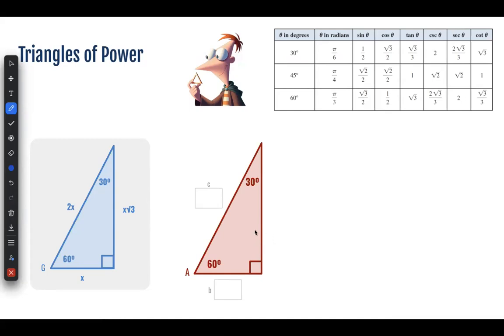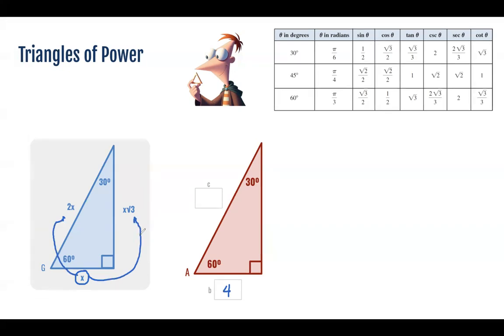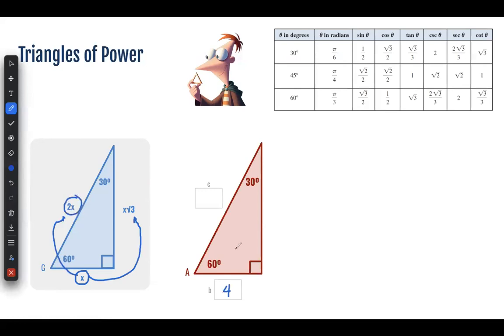If we know that this side down here is 4, then all the other sides are based on the length of that side. This one is twice the length of this side, so it's going to be 2 times 4, making it an 8. And the other side is x times the square root of 3, so this side would be 4 times the square root of 3. So that is fairly simple.